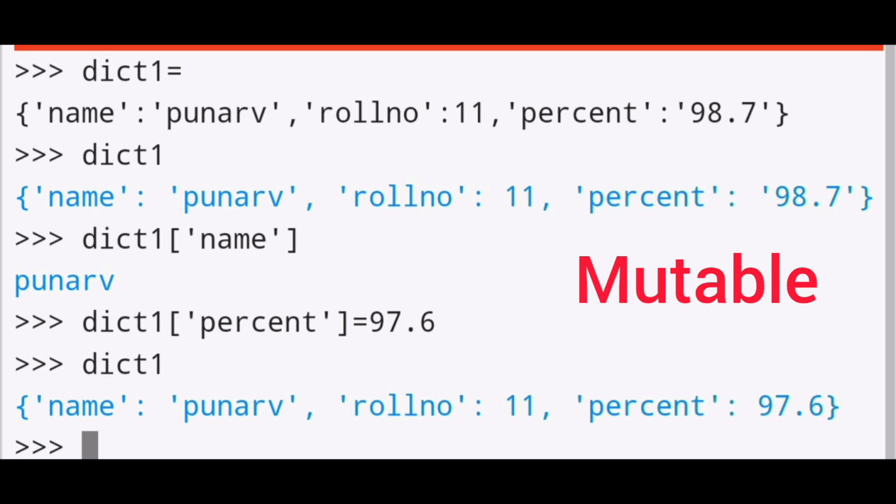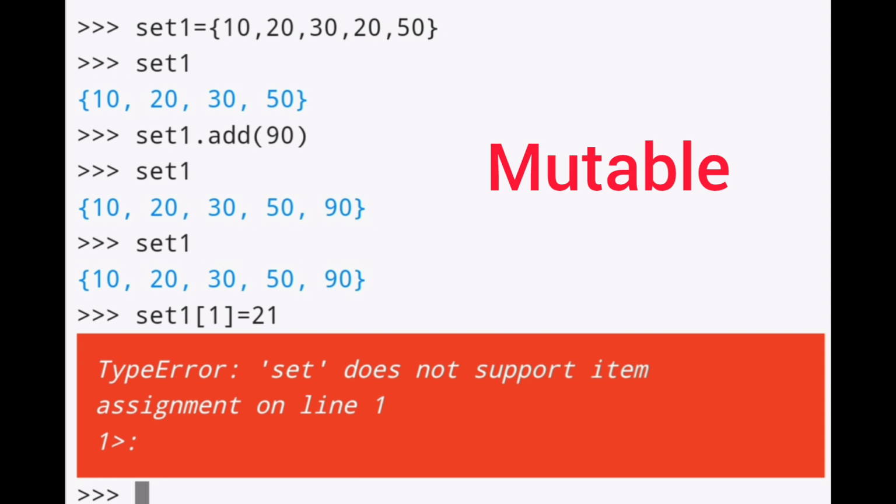Again, you can access the content of a dictionary by writing the name of the dictionary with its key. Dictionary of name, so the name has been retrieved. Next, we can also modify the content of the dictionary. Dictionary of percent, we are trying to change the percentage from 98.7 to 97.6. So we are using an assignment operator and changing the content, and we are trying to print the values. Now the percentage has been changed. Hence dictionaries are mutable. Even sets are mutable.